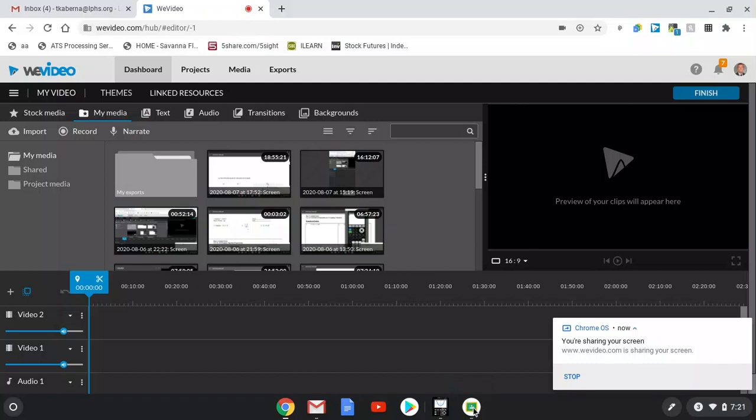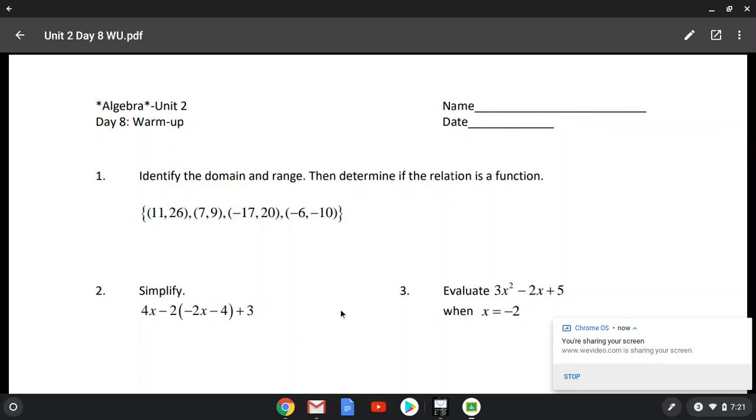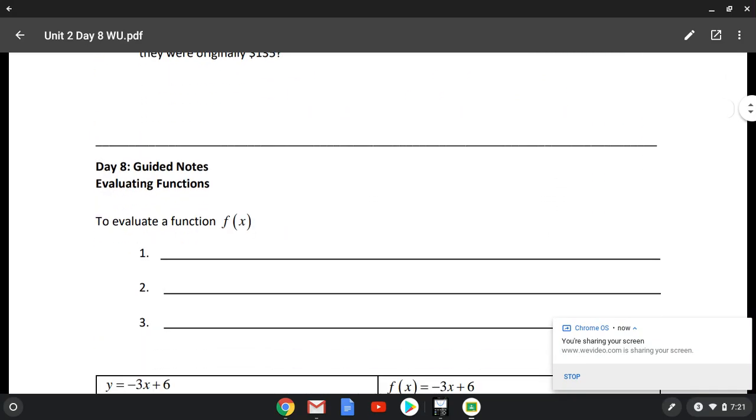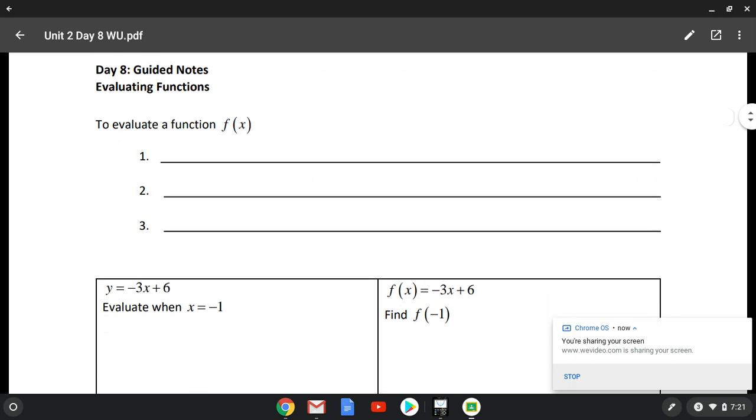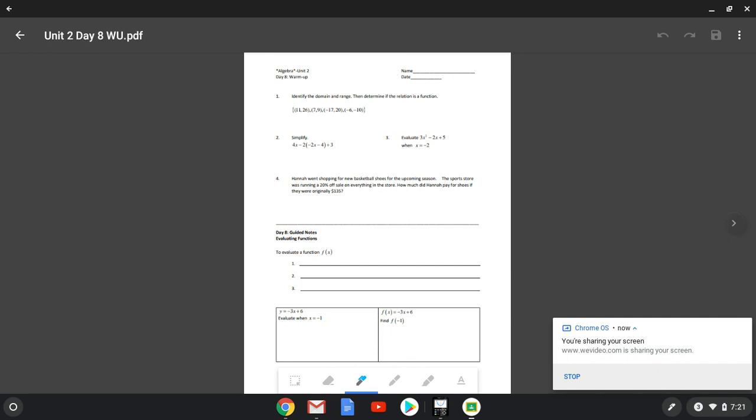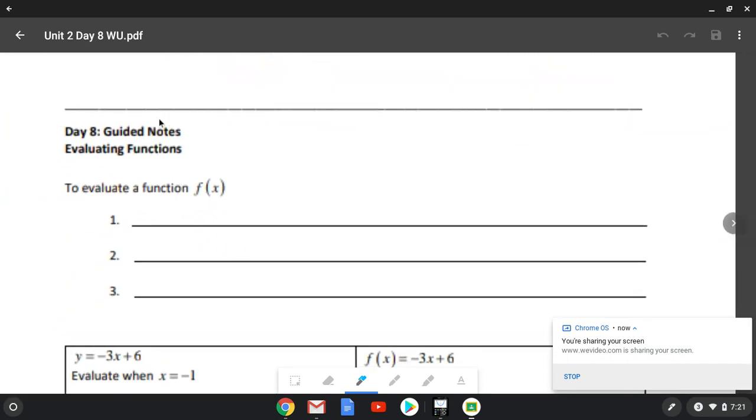So if we go to our Unit 2, Day 8 notes page and scroll down to where our notes start, we're going to talk about evaluating a function, or writing something in the f of x way of writing, or in function notation, I say, is f of x. So if we take a look at this part, Zoom. All right.